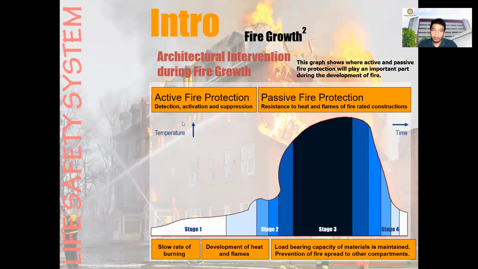That is for temperature for the first stage and second stage, and the time for the third stage and the fourth stage. You have the slow rate of burning for stage 1. So this part here, development of heat and flame for stage 2. And then for stage 3 and stage 4, load bearing capacity of materials maintained, prevention of fire spread to other compartments. You can have that in stage.